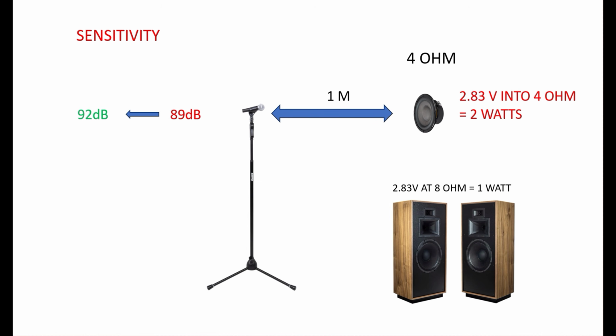And it gets worse if you go to a 2 ohm speaker, because 2.83 volts into a 2 ohm speaker is actually 4 watts. So now this 89 dB sensitive speaker looks to be 95 decibels. Now, the speaker hasn't changed. It's still just as sensitive. You're just getting a better result because you're putting the same amount of volts into a speaker with lower impedance.